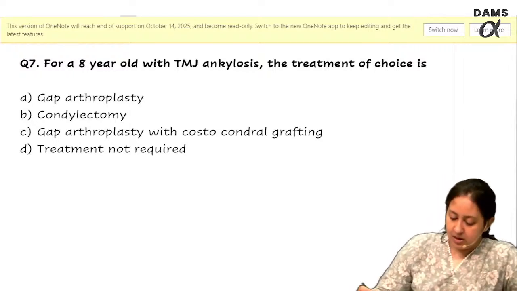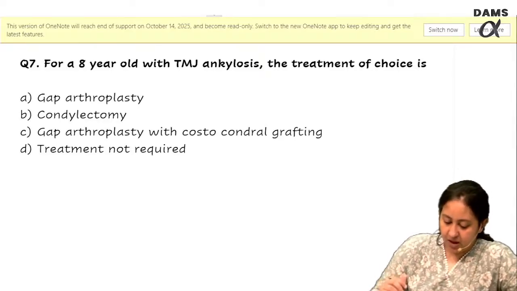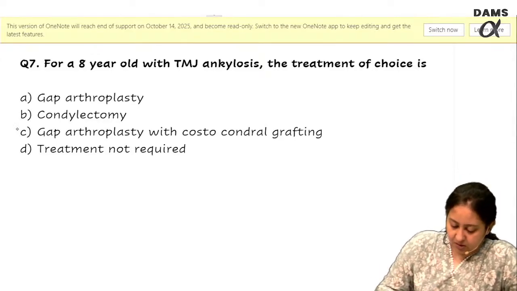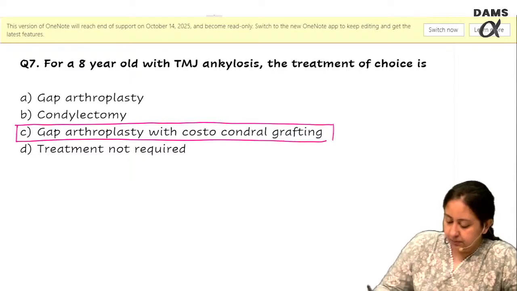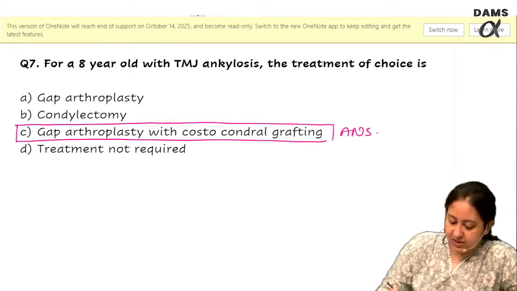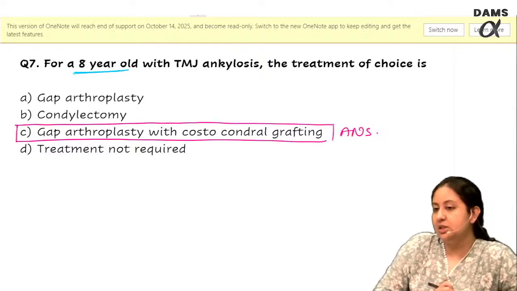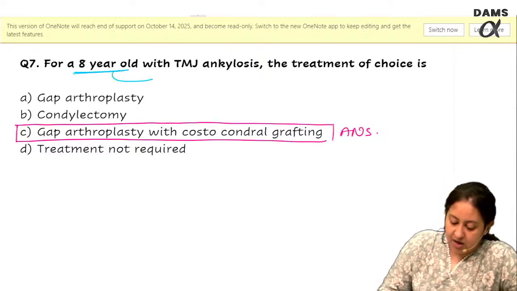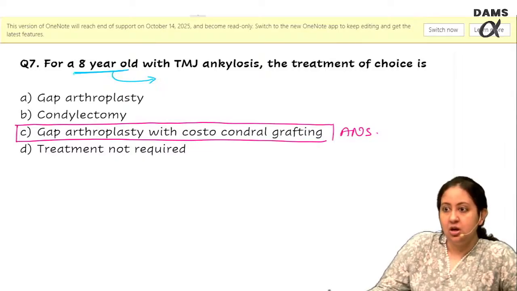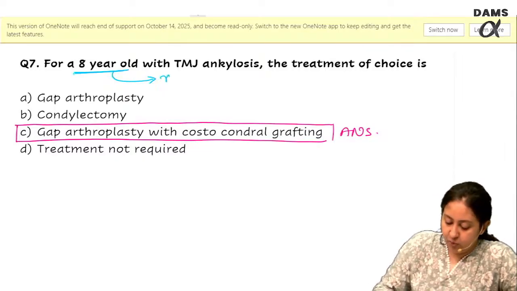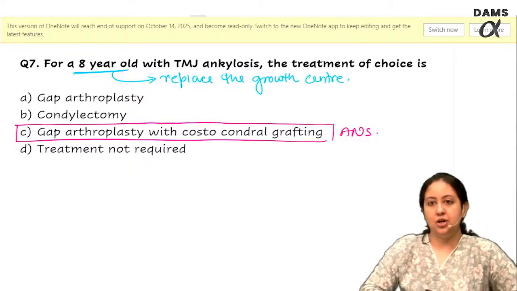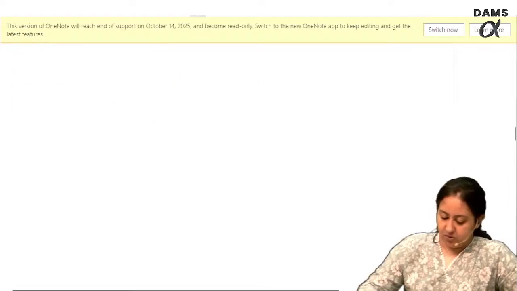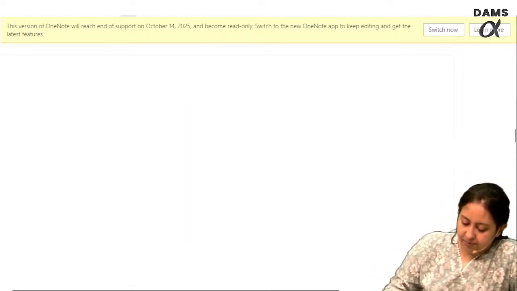Okay, now let's discuss this question. I'll tell you the correct answer and then we'll discuss it. Gap arthroplasty with costochondral grafting. Please note the question says 8-year-old patient. An 8-year-old patient is a pediatric patient. Growth is ongoing, so we have to replace the growth center present in the condyle, because you will be sacrificing that during your arthroplasty. Now I just want you to pay attention.